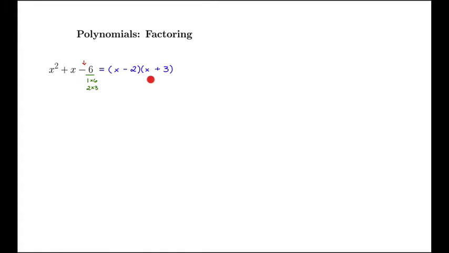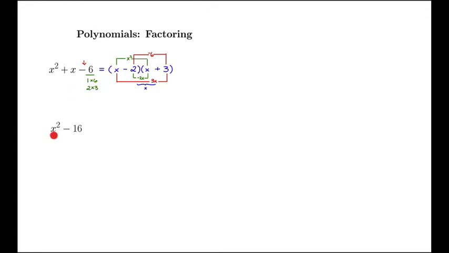Let's verify that this is indeed the correct factorization. So if I multiply x times x, I get x squared. That's my first term. If I multiply minus 2 times 3, I get minus 6, and that's my last term. To get the middle term, I note that minus 2 times x is minus 2x, and x times 3 is 3x, and then I add those together to get an x out, which matches my middle term.